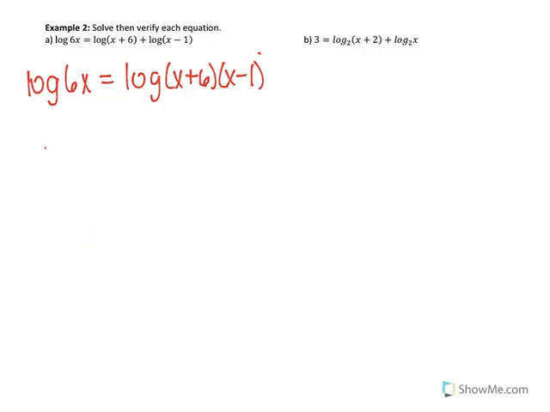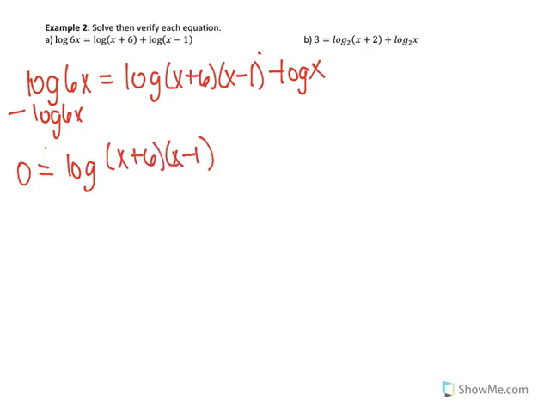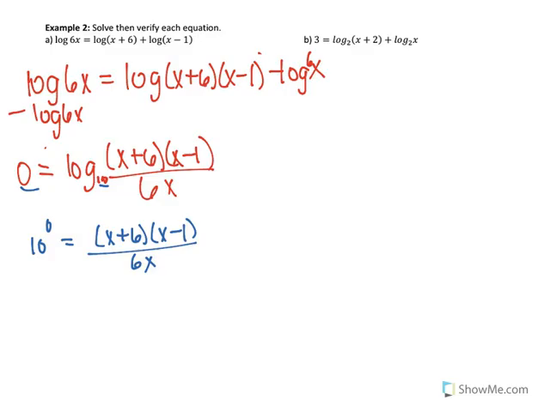So I do want to show you the steps of how we get to canceling the logs. So what we would do first is we would subtract a log 6x from both sides. So we have 0 equals log of x plus 6 times x minus 1, and because it's a subtraction, we're going to divide by 6x. This is the same as having a base of 10, so we're going to now change it into an exponent, so I would have 10 to the power of 0 equals x plus 6, x minus 1 over 6x.